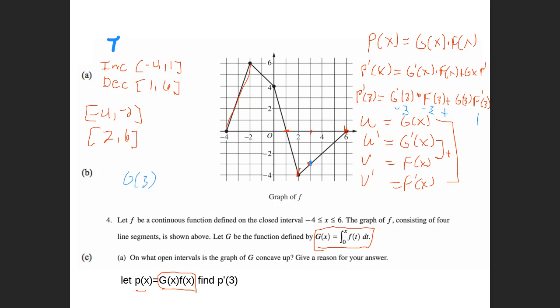Well, g of 3 is equal to, they gave me a way to figure it out. If I put 3 in here for x, so that's going to be the integral from 0 to 3. Well, what does this mean? It means the area underneath the curve from 0 to 3. Well, that's positive, and 3 is over here, isn't it? And this is negative.